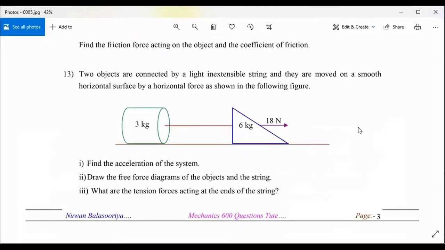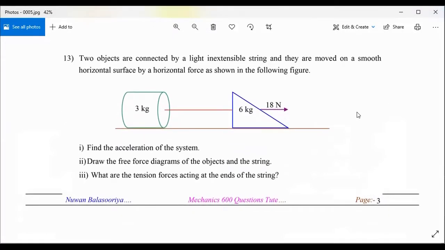Somebody unmute the mic and read question number 13. Read all the questions, including Roman numbers. Two objects are connected by a light inextensible string and they are moved on a smooth horizontal surface by a horizontal force as shown in the figure. Roman 1. Find the acceleration of the system. Roman 2. Draw the free body diagram of the object and the string. Roman 3. What are the tension forces acting at the end of the string?